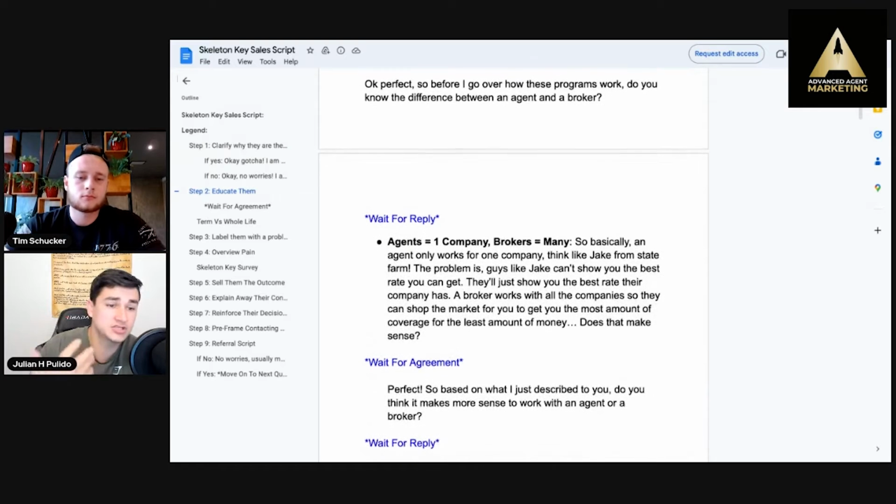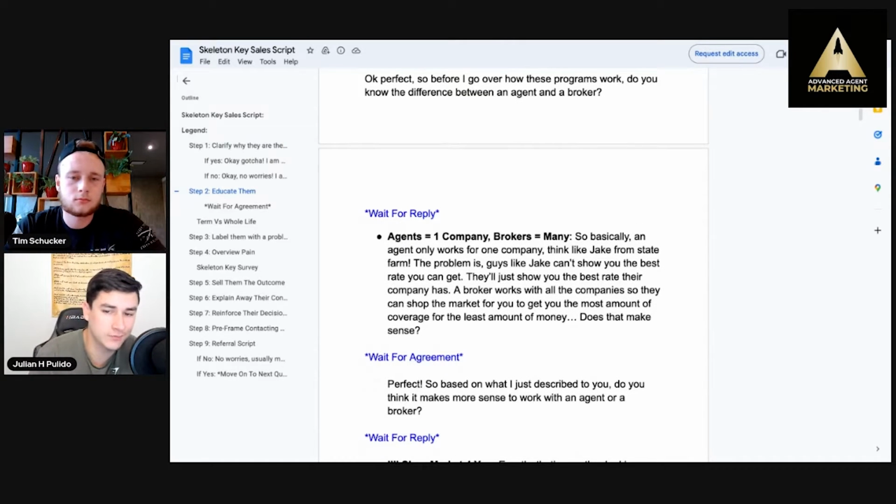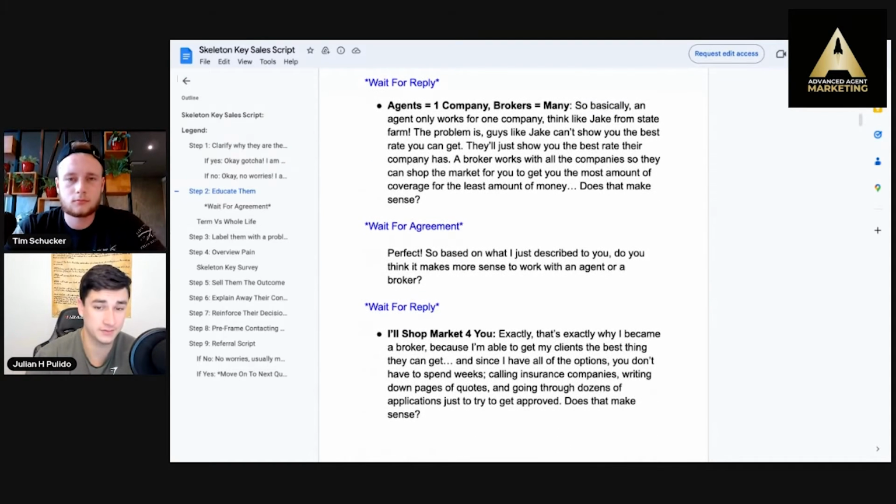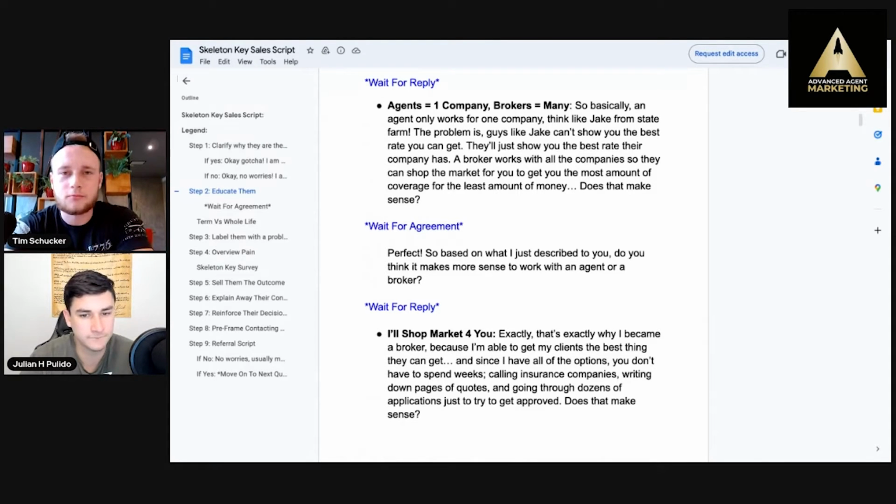And so agents only work for one company. And the problem is guys like Jake can't show you the best rate that you can get. They'll just show you the best rate that their company has, right? And so a broker works with all the companies, so they can shop the market for you to get the most amount of coverage for the least amount of money. Does that make sense? Yeah, I think so.